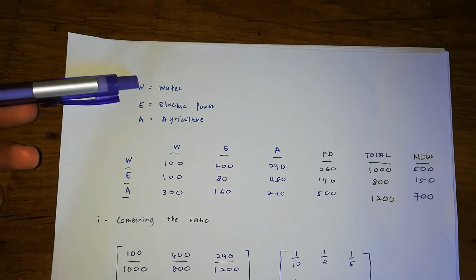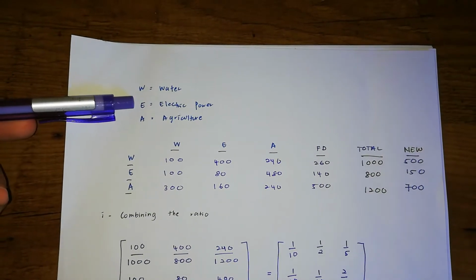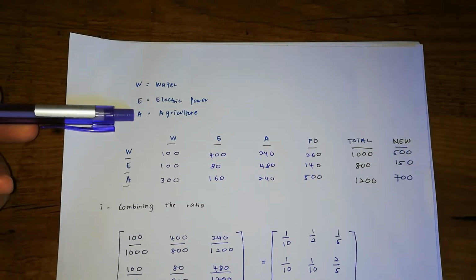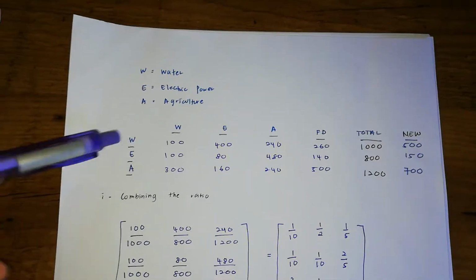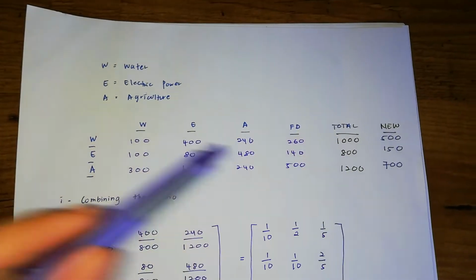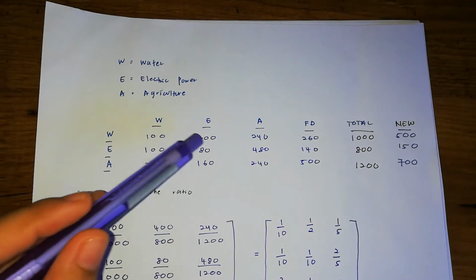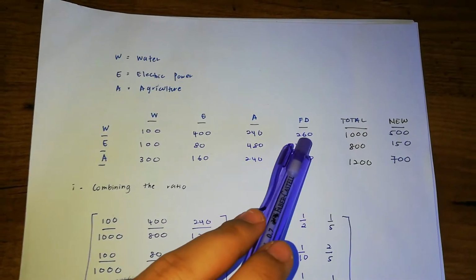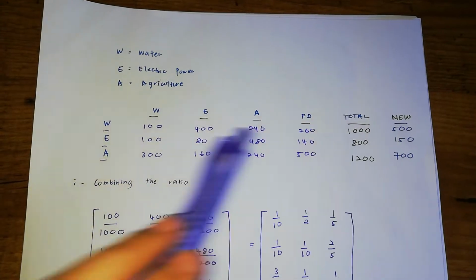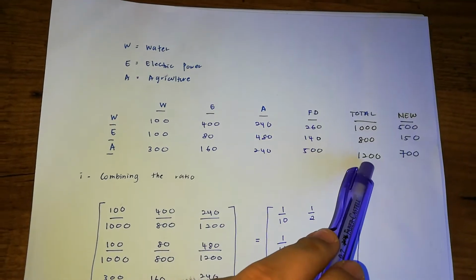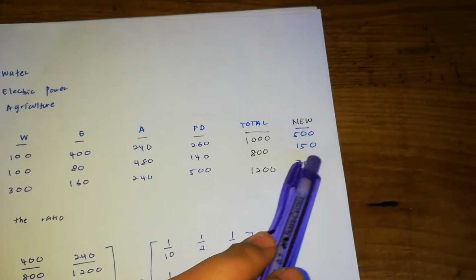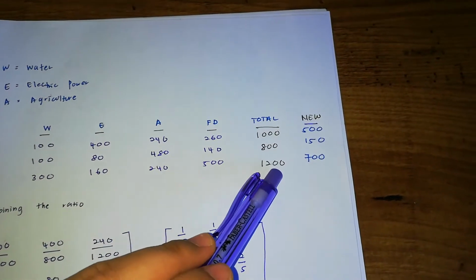In this question, W represents water, E represents electric power, and A represents agriculture. So here is a table that we can take from the questions. We need to total up this line until we get 1000. For example, 100 plus 400 plus 240 plus 260, we get 1000. The same goes for this line, we get 800, and this line, we get 1200. This one is the final demand that changed in the questions.